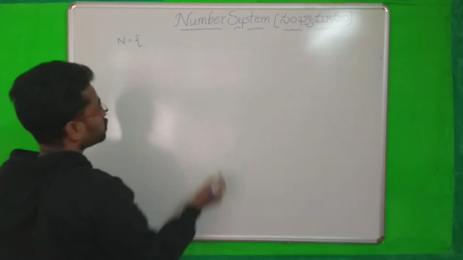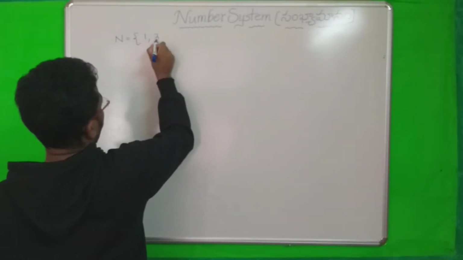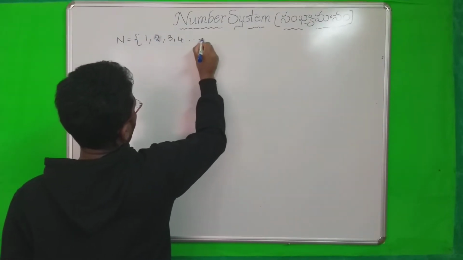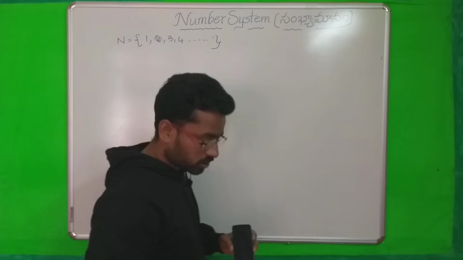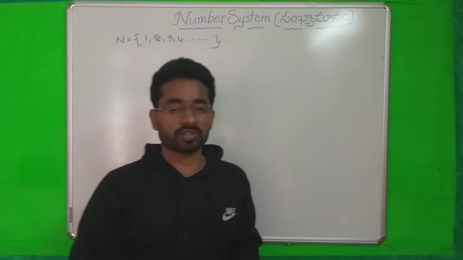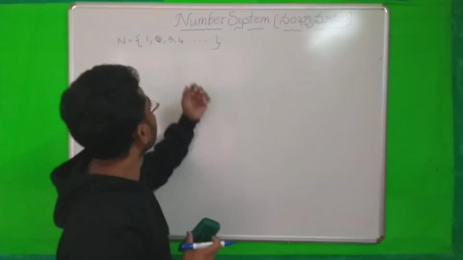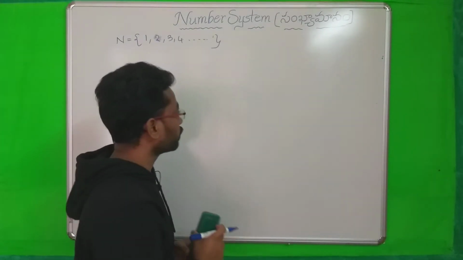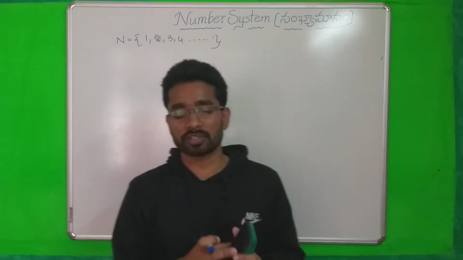What are the natural numbers? You know that the counting numbers are called natural numbers: 1, 2, 3, 4, 5, 6, and so on. What is the smallest natural number? It is 1. The greatest natural number cannot be determined. So for natural numbers, you have to remember one formula. He may ask questions in the competitive exams.